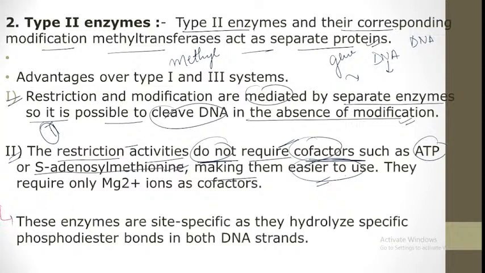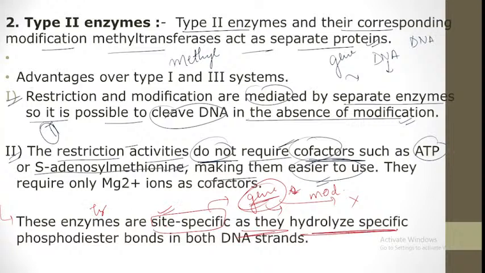Last point, these enzymes are site specific, which is the very first requirement for the accuracy of gene manipulation, right? For gene manipulation, site specificity is required, because there needs to be cross checking done so that the gene does not get hampered in any way. So this type 2 enzyme is site specific, as they hydrolyze the specific phosphodiester bonds in both the DNA strands.